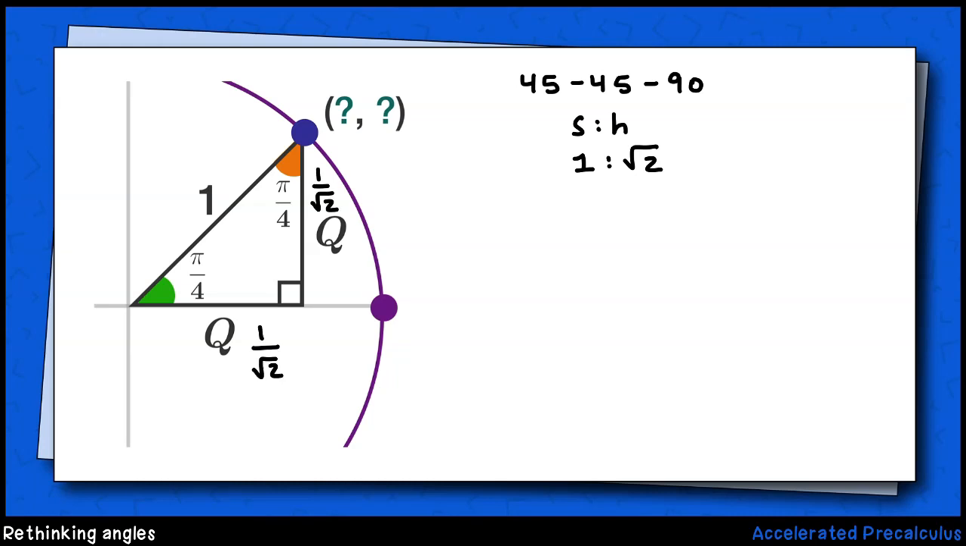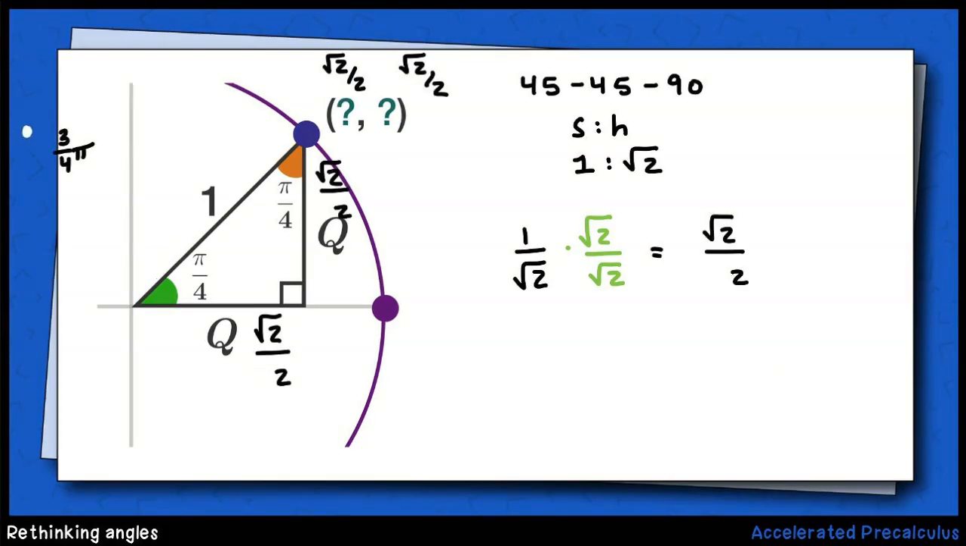I'll take just a moment for a detour here. We'll need to rationalize the denominator of this fraction to write it in simplest form. Remember that to do so, we'll need to multiply by 1. In this case, that 1 takes the form of the square root of 2 over the square root of 2. Simplified, we get square root of 2 over 2. Very nice. Now we know the coordinates x, y will be square root of 2 over 2 and square root of 2 over 2.